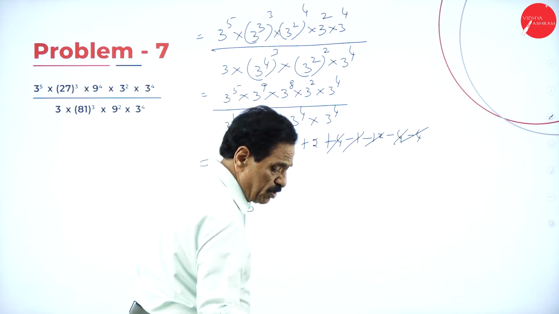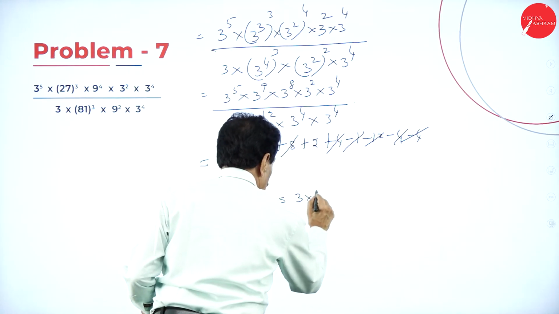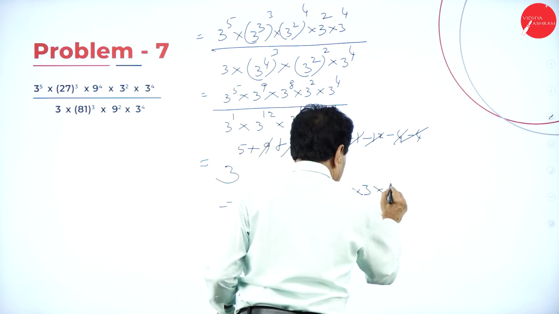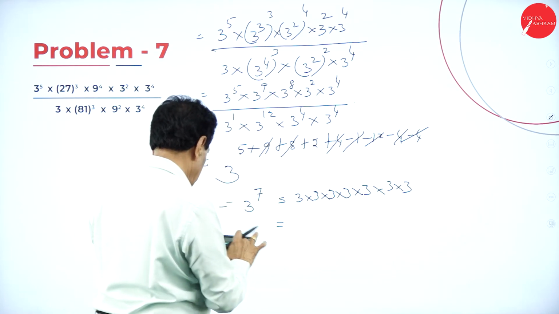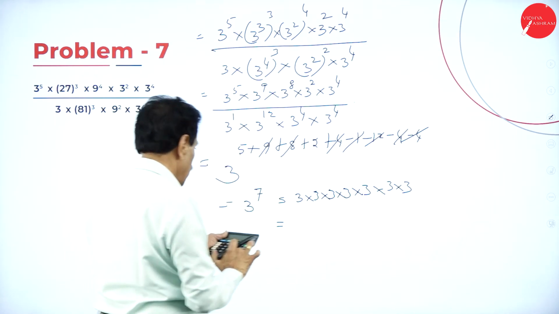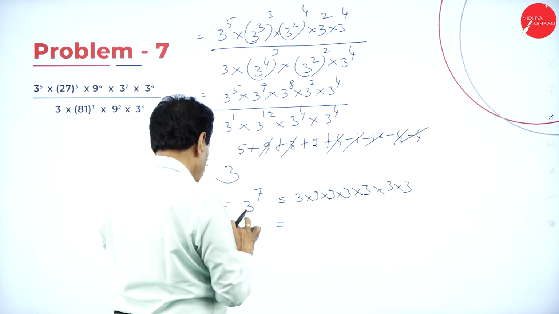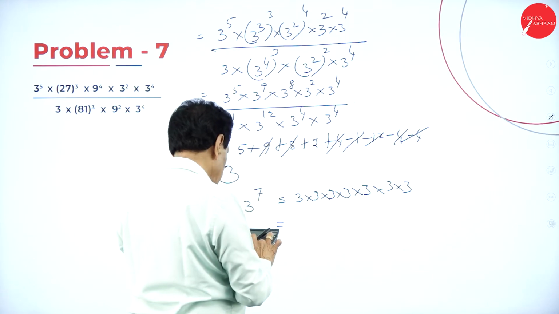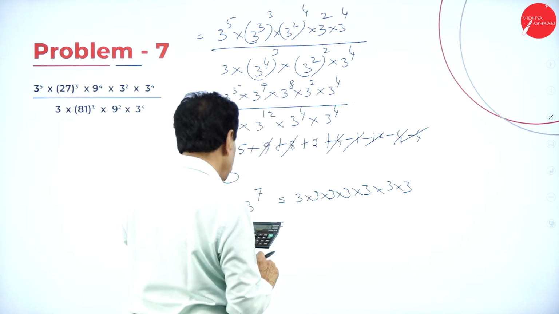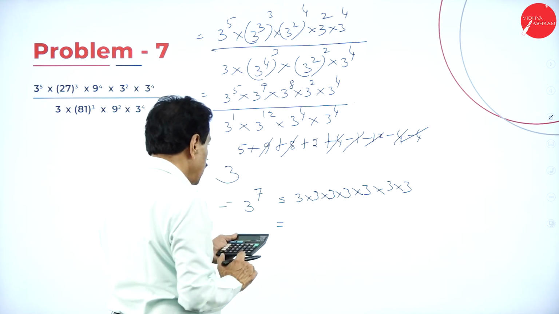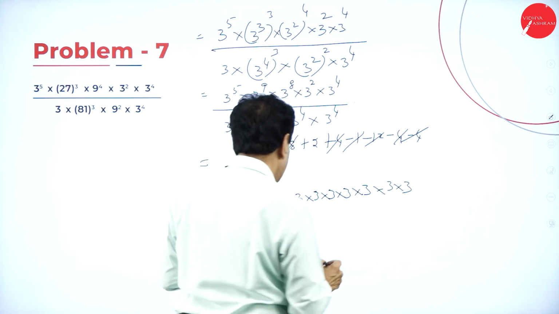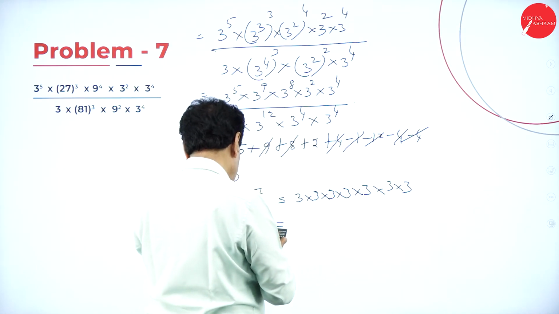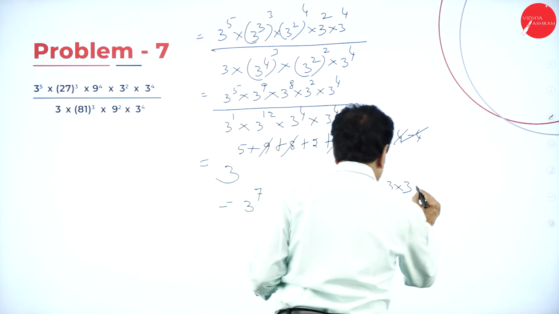So 3 into 3, how many times? 3 into 3 into 3 into 3 into 3. 1, 2, 3, 4, 5, 6, 7. This is 3 into 3, 9. 9 into 3, 27. 27 into 3. 3 into 3, 9. 9 into 3, 27. 27 into 3, 81. 81 into 3, 243. 243 into 3, 729. 729 into 3, 2187.